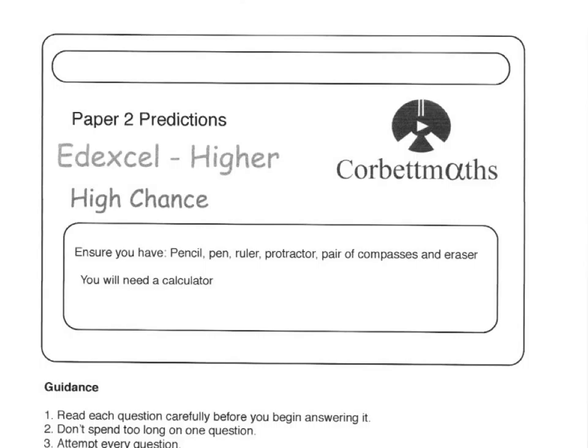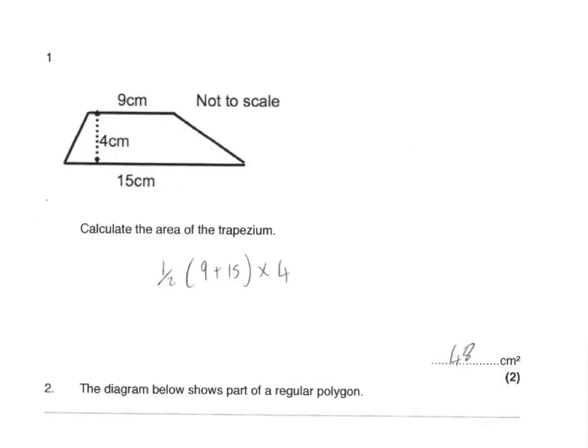Right, let's consider this as the Edexcel higher. We'll call this the Mock 2 paper. There's a very high chance these questions could appear, so let's go through. I'm just going to state the answers for this unless I think you need to know something.